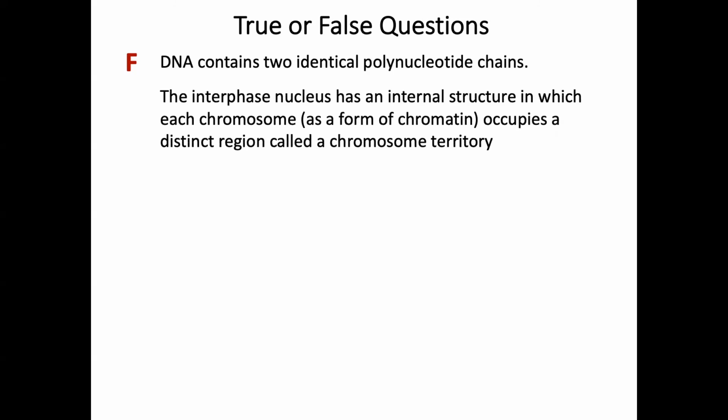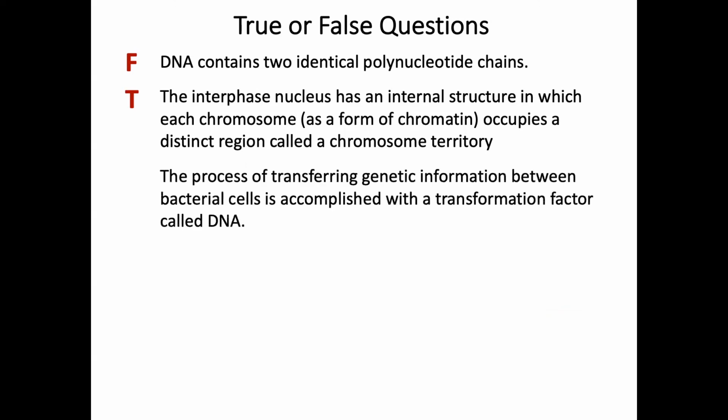Okay, second: the interphase nucleus has an internal structure in which each chromosome in the form of chromatin occupies a distinct region called a chromosome territory. Is this true or false? This is true. Chromosome territory also includes the chromatin structure in interphase. So please do not get confused by the word chromosome here, okay?